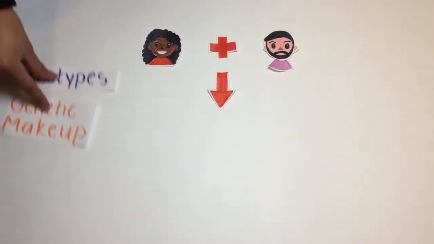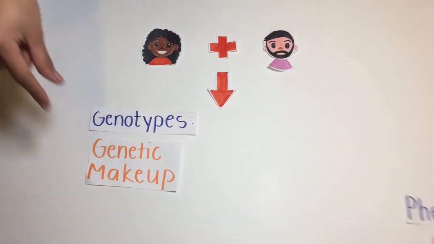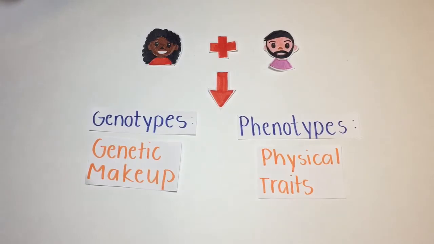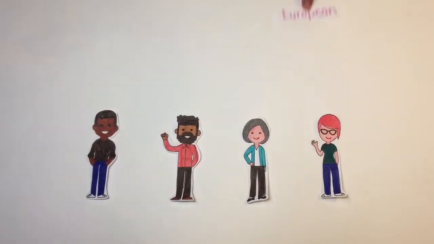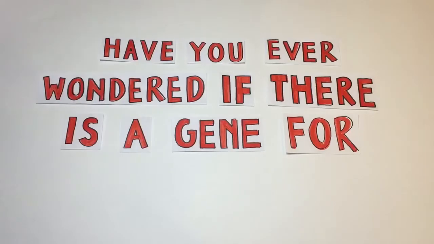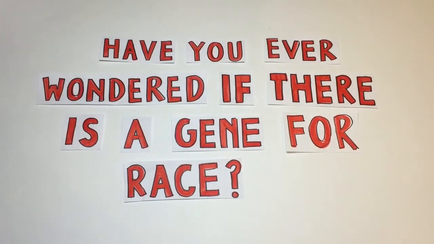The genes that are passed down from their parents determine the child's genotypes, an organism's genetic makeup that determines the phenotypes, the physical traits. Unfortunately, it's easy to stereotype by judging a person's physical appearance. But have you ever wondered if there is a gene for race?